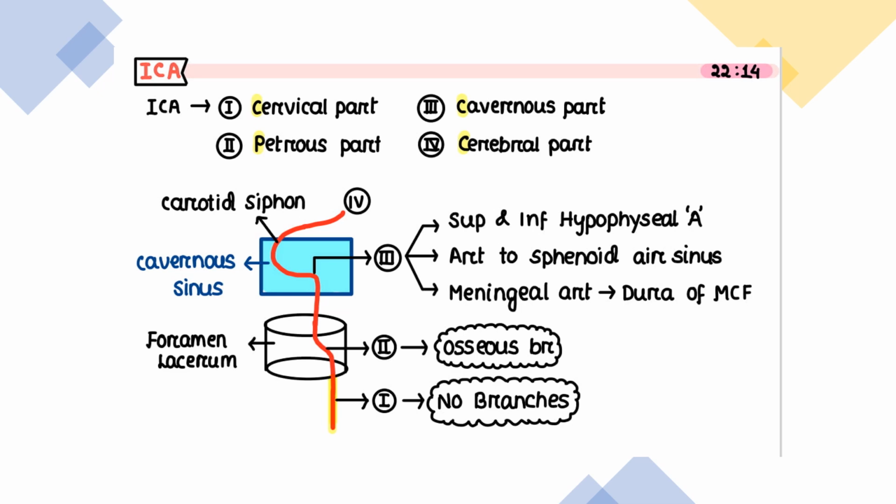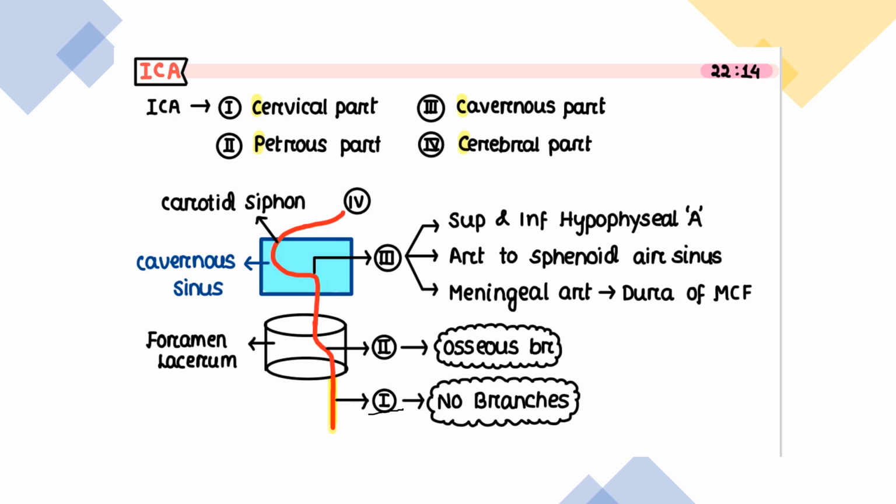Its first part gives no branches. Second part gives the osseous branch. Third part gives three branches: superior and inferior hypophyseal artery, artery to sphenoid air sinus, and the meningeal artery to the dura mater of the middle cranial fossa. And the fourth part also gives branches.